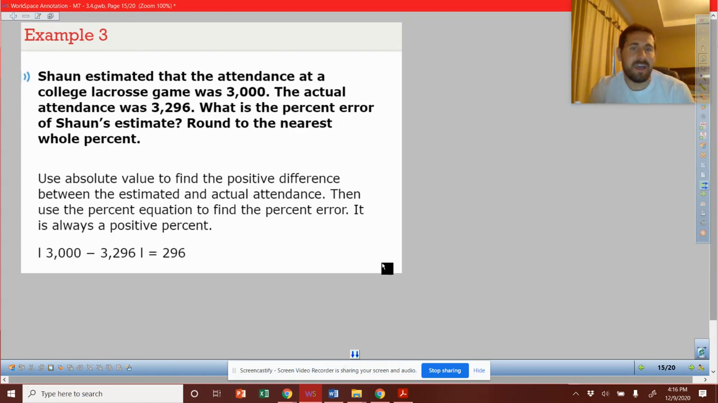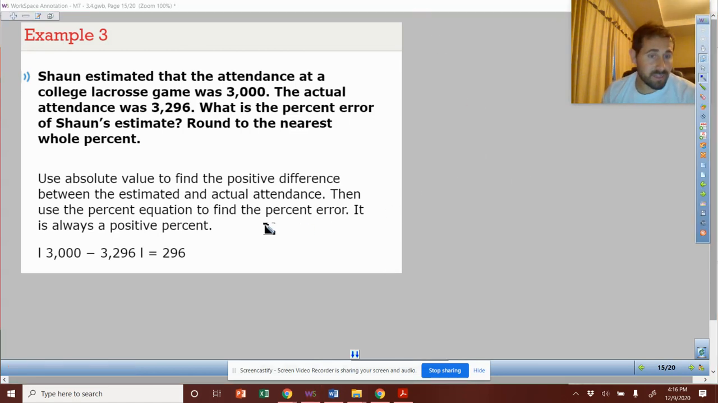So we're going to use absolute value to find the positive difference between the estimate and the actual attendance. So if the attendance was 2,700, like we did in the previous problem, we're not looking at that as a minus 300. We're just going to take that value and calculate its percent. Okay, so here, I think you all see that the difference is 296.